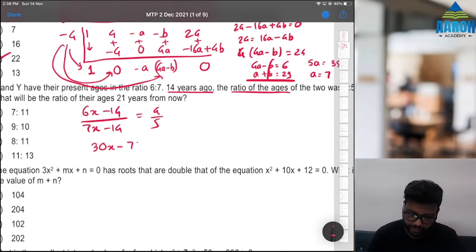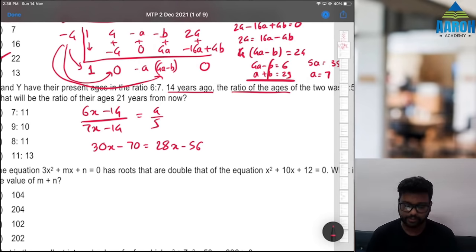30x minus 70 is equal to 28x minus 56, right? Fine. So if we solve that, 2x is equal to 70 minus 56, that is 14. That means x is 7.